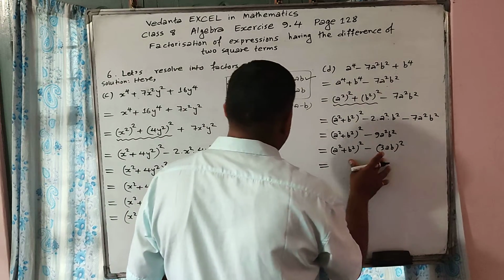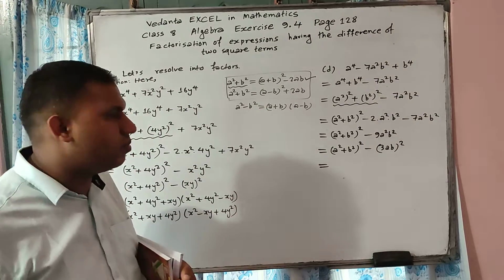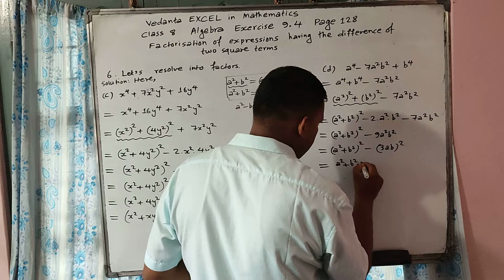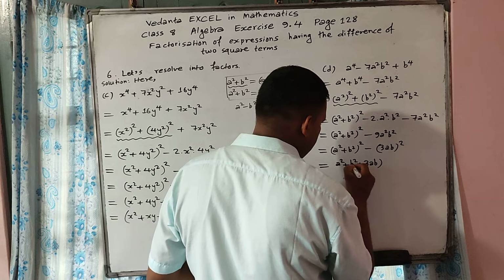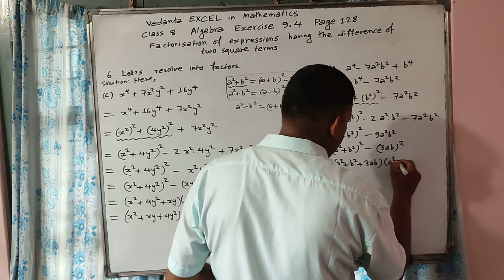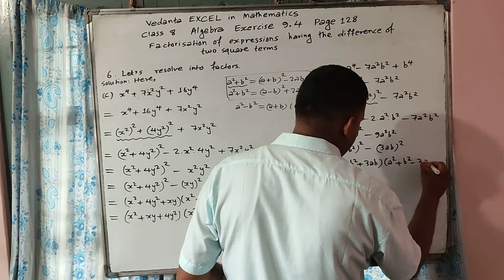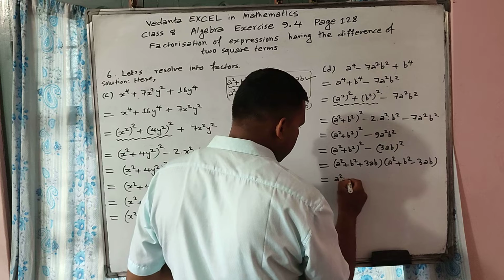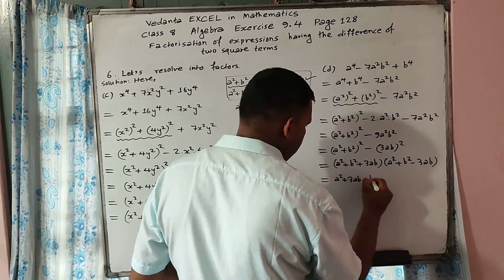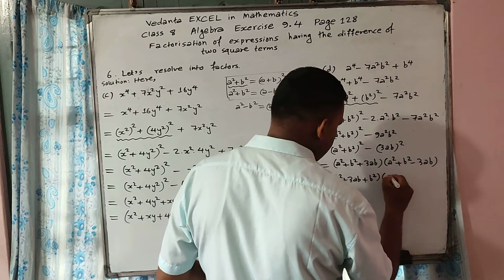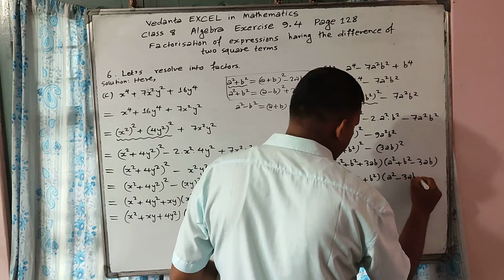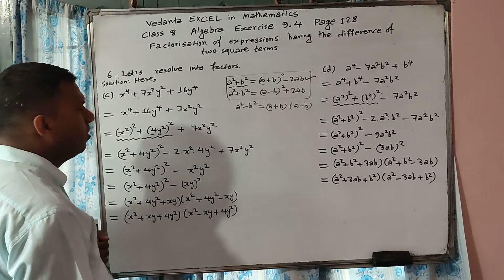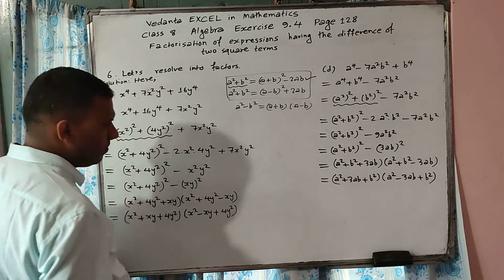Now it goes to a² − b² form, so using the formula (a + b)(a − b), you can write (a² + b² + 3ab)(a² + b² − 3ab). Now putting 3ab in the middle position, you get (a² + 3ab + b²)(a² − 3ab + b²). This is the factorized form. Now for E.